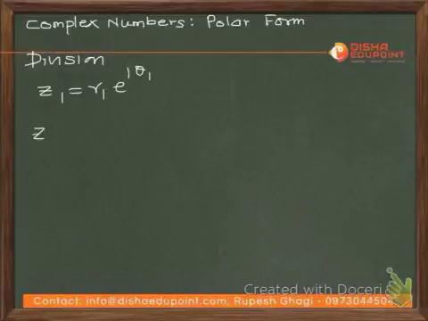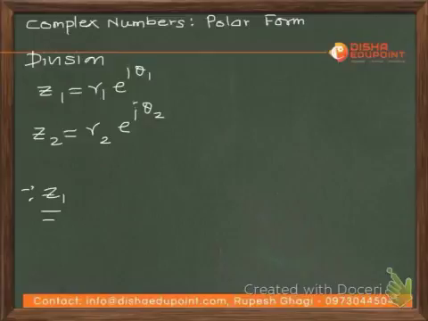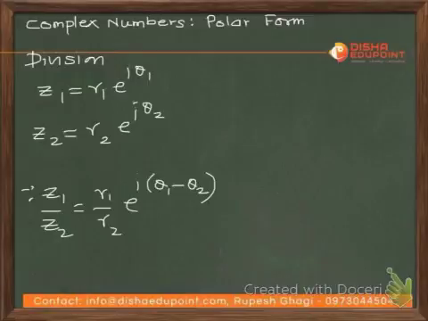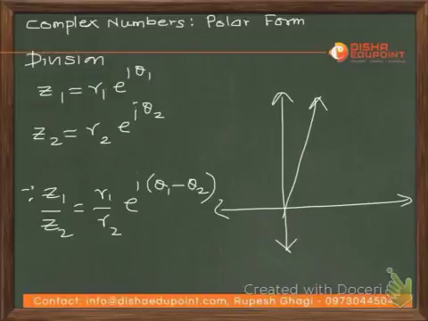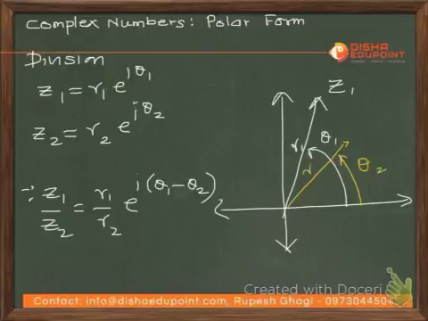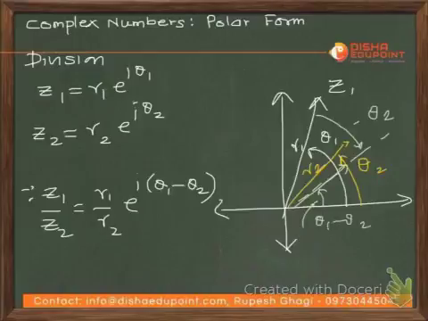Now, what will be division? For a division, if we have two numbers, Z1 equal to R1 e to the power i theta 1 and Z2 equal to R2 e to the power i theta 2, then Z1 upon Z2 will obviously be R1 upon R2 into e to the power i (theta 1 minus theta 2). What does this tell us? If we have Z1 with length R1 and angle theta 1 and another number Z2 with R2 and theta 2, the resultant will be at the angle theta 1 minus theta 2.